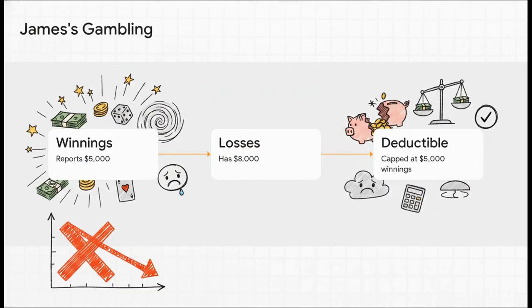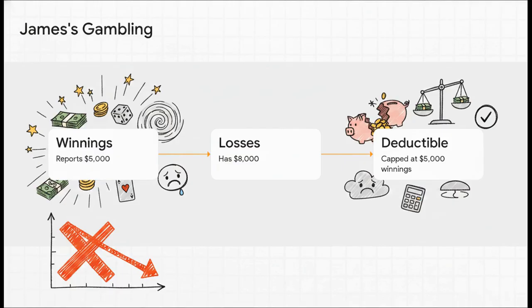Meet James. During 2025, James had a nice streak and won $5,000 gambling. But later in the year, his luck turned, and he ended up with $8,000 in gambling losses. First, James absolutely must report his $5,000 in winnings as income. Next, we look at his $8,000 in losses to see what he's allowed to deduct. Because of the rule we just learned, his deductible losses are capped firmly at the amount of his winnings.